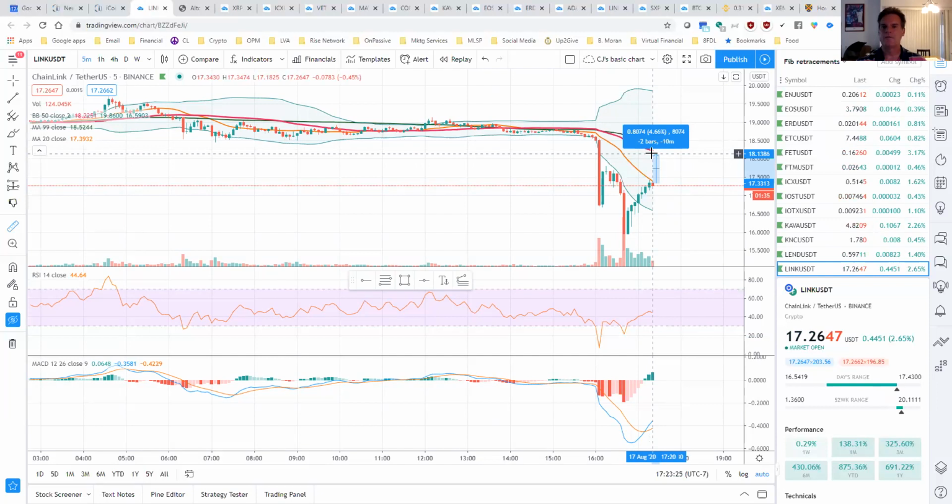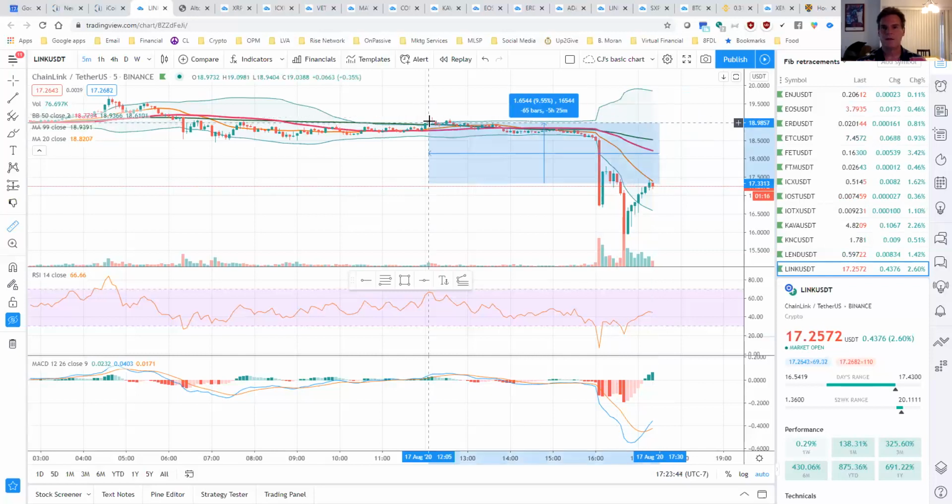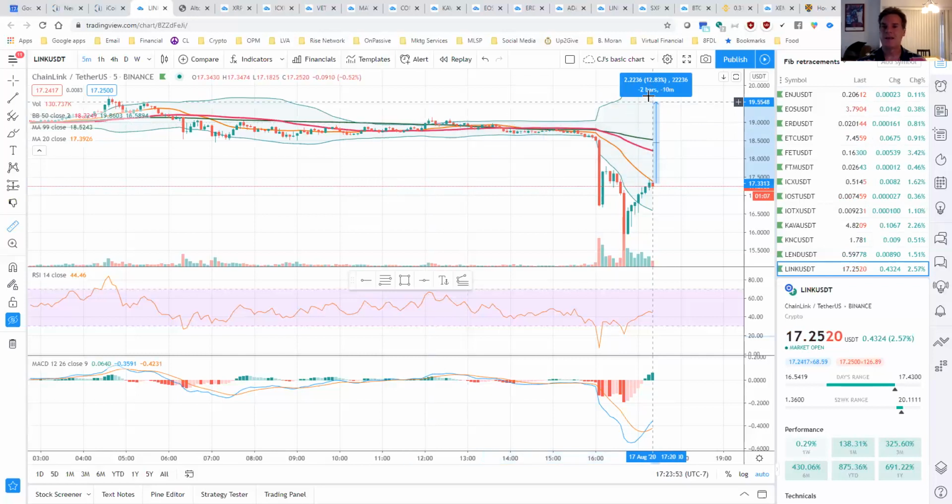A little more aggressive play would be to go up here to the MA99 line, which is over a 6% anticipated profit. And then if you're feeling really confident, you can go up here to this resistance. See right about here, that it was at 19.0122, 5 hours ago. There you've got almost a 10% profit. If you're feeling really cocky, you might want to go up here to the top of the Bollinger Band, and you're looking at about a 14% profit.